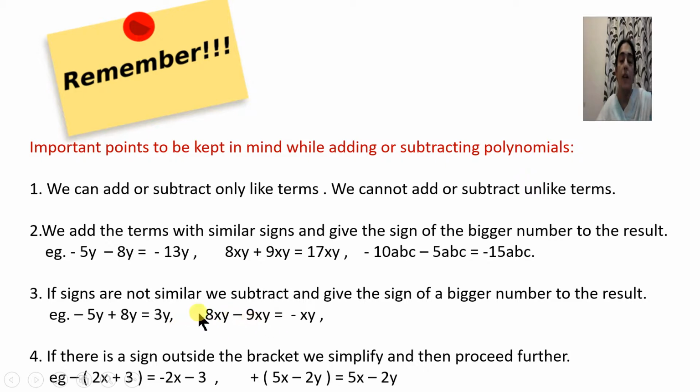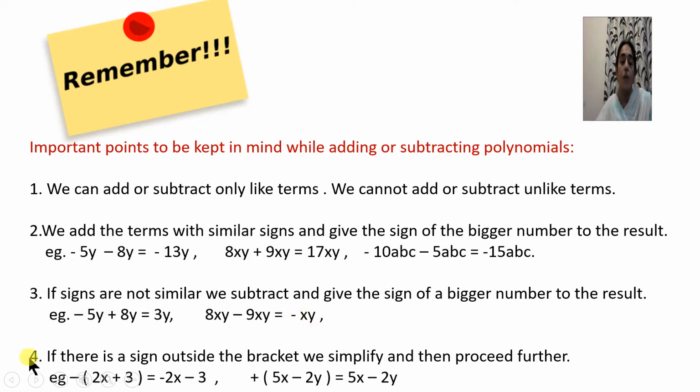Another example I have taken is 8xy minus 9xy. Here one is positive, another is negative. So signs are different. So what do you do? 8 and 9, which is greater? 9. So 9 minus 8 is 1, 1xy, and sign of a bigger number which is 9. So sign of 9 is negative. So minus xy. So answer is minus xy. We do not write minus 1xy because it is understood.